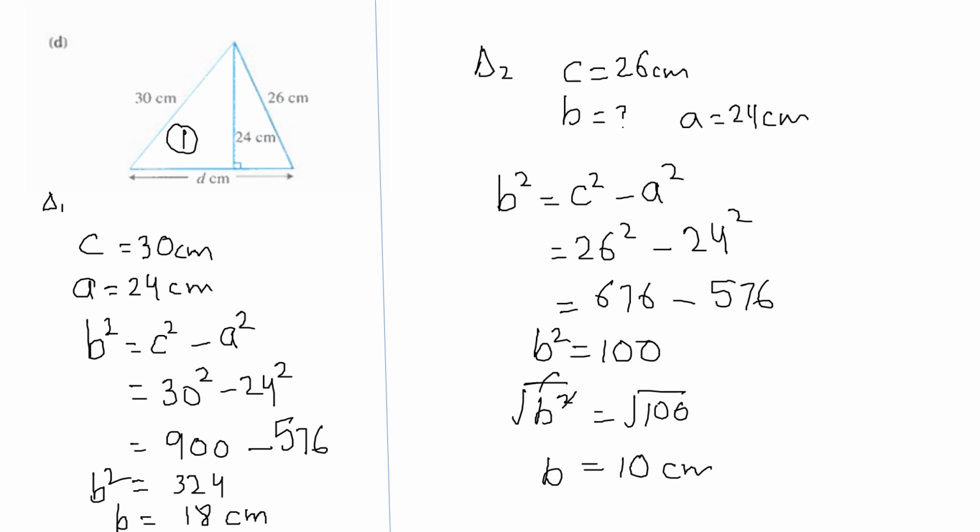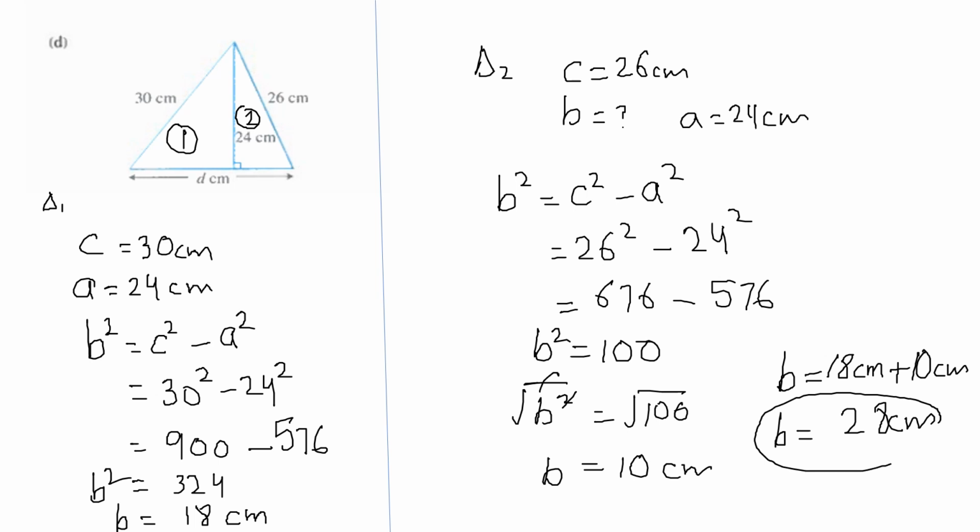Now I have found B for triangle 1 and triangle 2. I will add these up. I can write B is equal to 18 centimeter for triangle 1 and 10 centimeter for triangle 2, and when I add this I will get 28 centimeter. This is how easy it is to solve for such questions. The first thing you have to do is identify the unknown first, so that you can correctly solve the questions.